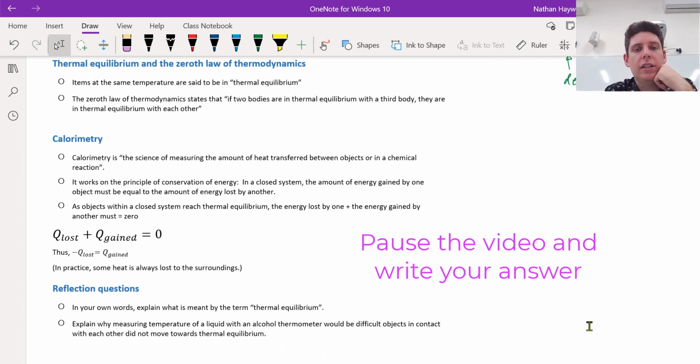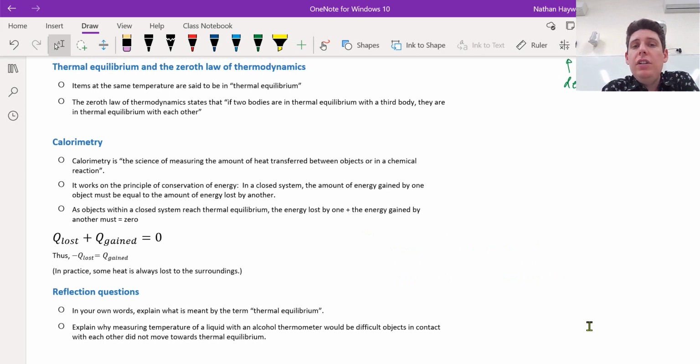So I want you to reflect in your own words: what is meant by thermal equilibrium? Okay, so hopefully you thought about what thermal equilibrium is. You're comfortable now. We're going to try and use this equation to solve a problem.